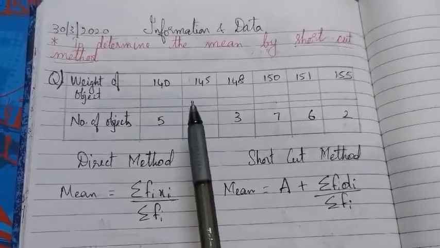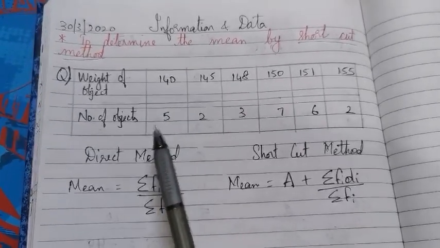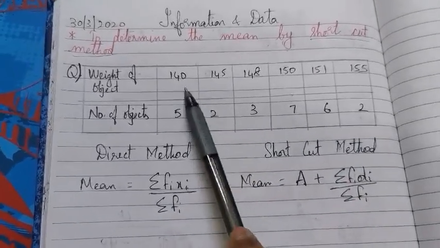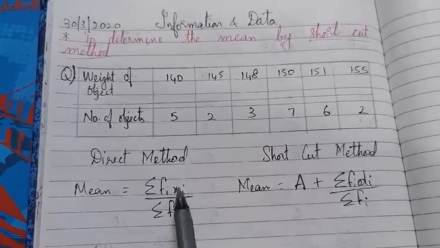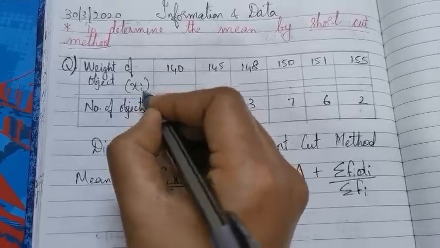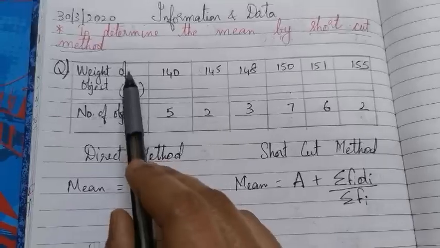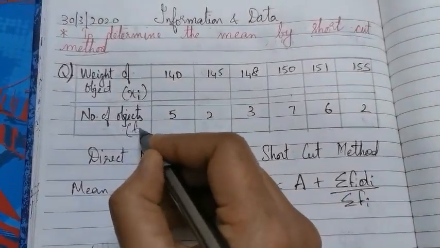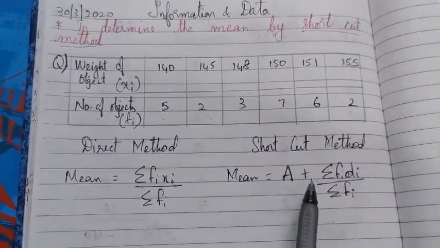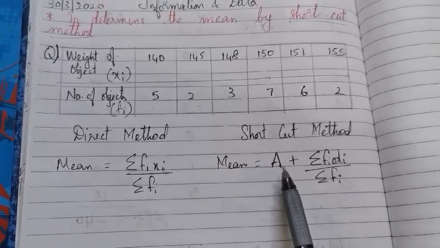It is helpful when either your mid value is greater or your frequency is having big numbers. Here your frequency is small but your mid value is having big numbers. This is not in the form of group data, so your mid value is given directly. You need not find a mid value. Only in group data you have to find the mid value. Here the mid value is given directly and this is your frequency. So this is the first frequency, second frequency, third frequency. It goes on.